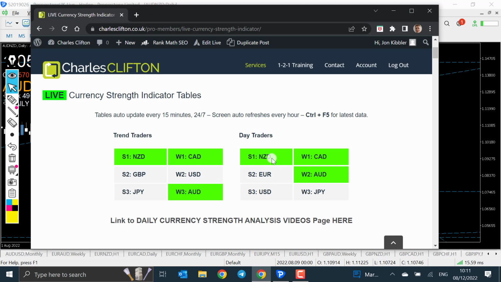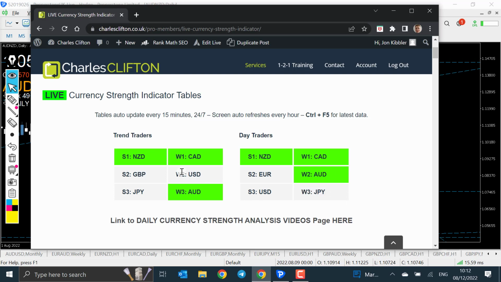On the day trader side of things, we have the Kiwi topping that table as well at S1. We then have the euro as S2, followed by the US dollar as S3. We then have the Canadian dollar at the top of the weak side of the table on both tables at W1 on the day traders as well, followed by the Australian dollar at W2, followed by the Japanese yen at W3.